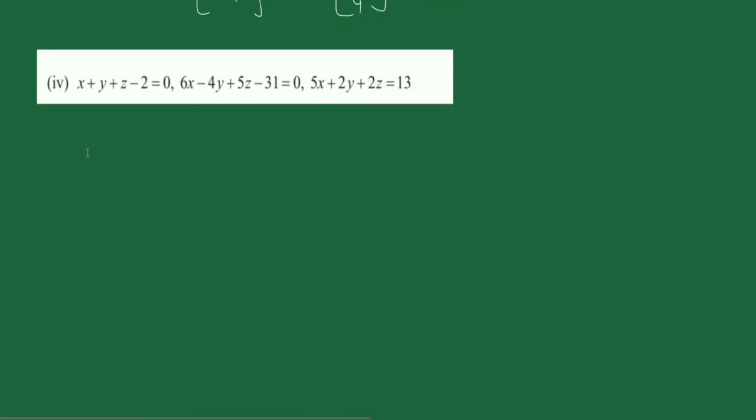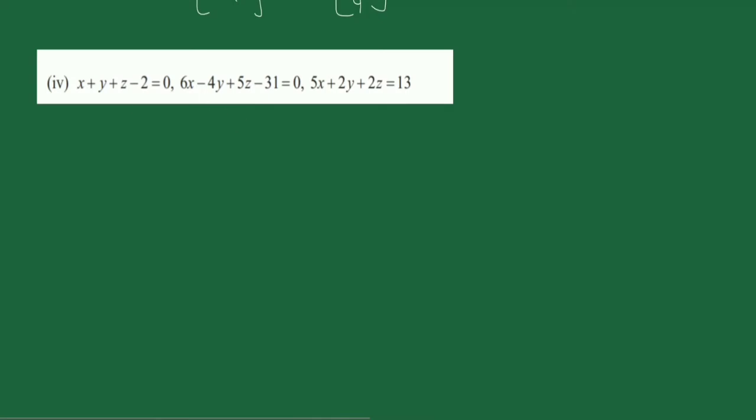Now we'll move on to the next question. x plus y plus z minus 2 is equal to 0. 6x minus 4y plus 5z minus 31. 5x plus 2y plus 2z is equal to 13. So we have to solve this using the matrix inversion method.